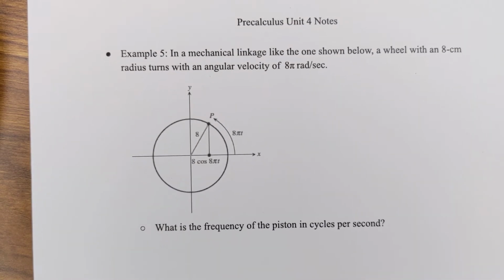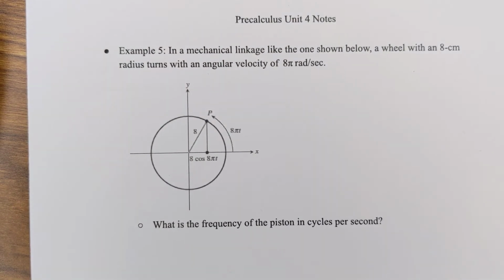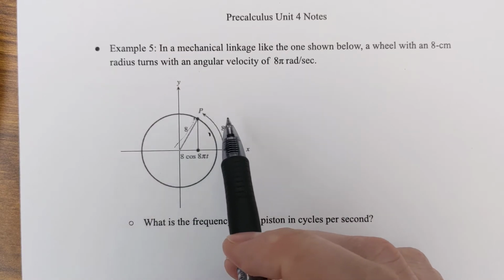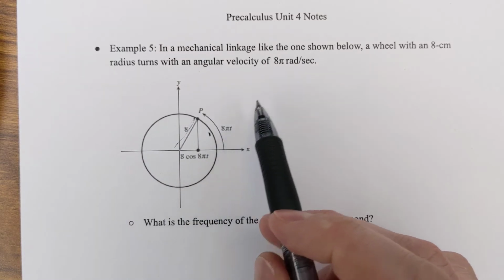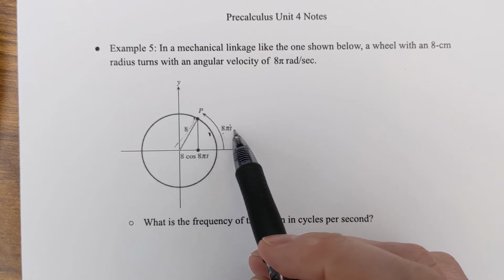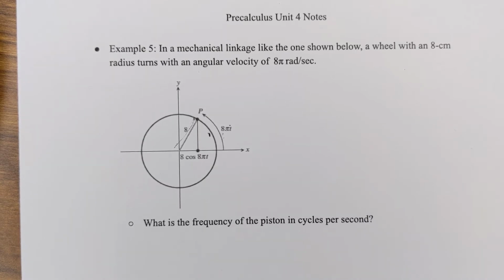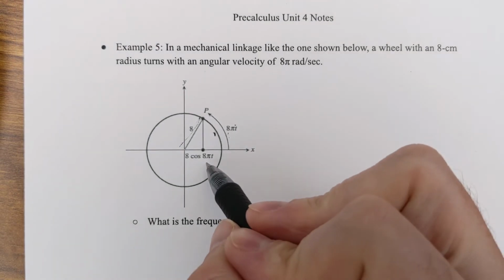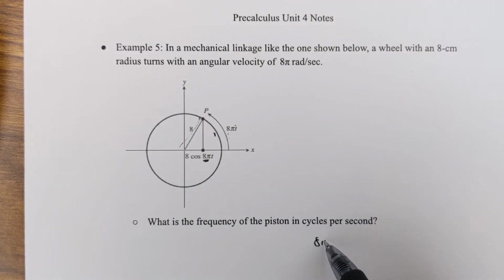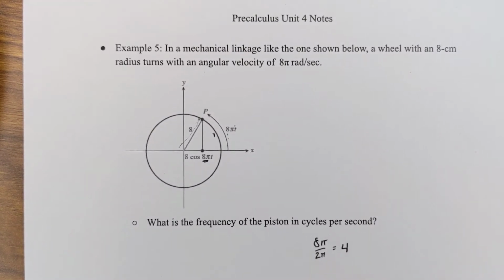In example 5, in a mechanical linkage like the one shown below, a wheel with an 8 centimeter radius turns with an angular velocity of 8 pi radians per second. So this point, 8 pi t. What is the frequency of the piston in cycles per second? Well, to find the frequency, we just take this value here, omega, over 2 pi. So 8 pi over 2 pi is 4. So 4 cycles per second.